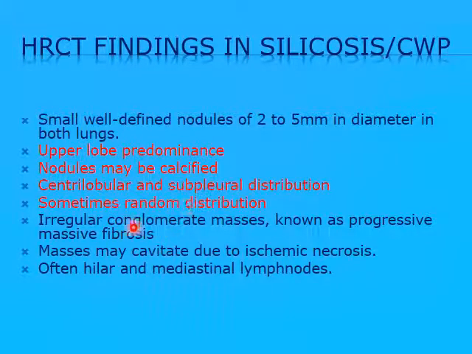Like sarcoidosis, it may present by fibrotic mass, which is called progressive massive fibrosis. These masses may cavitate due to ischemic changes, and often we can see hilar and mediastinal lymphadenopathy, and some of them may be calcified with typical appearance of calcification, which is eggshell calcification or dense calcification.